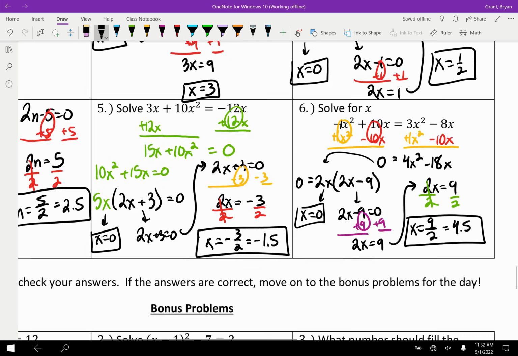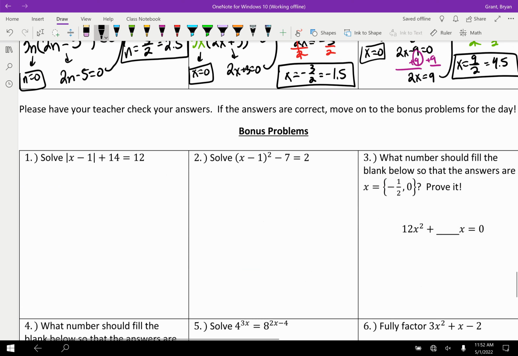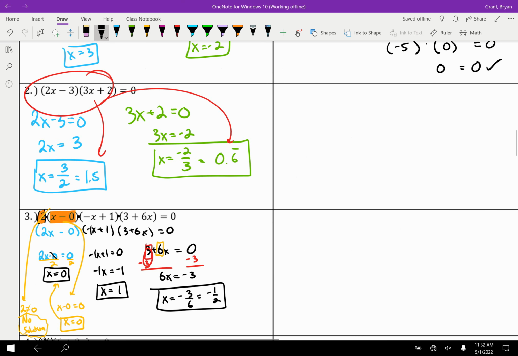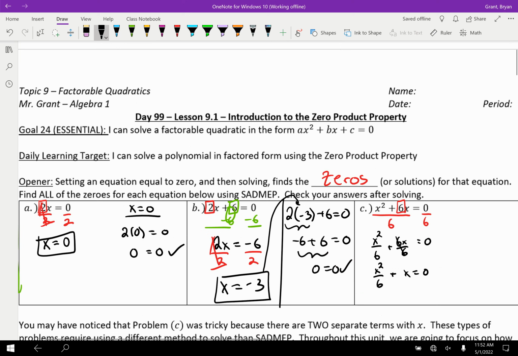So if your teacher wants you to do the bonus problems, feel free. They're fun ones. A bunch of them are review at those absolute values. Some of them tie into today's lesson, but I don't want this video to go any longer than it already has. So hopefully you guys feel comfortable using factoring, the zero product property in particular, to solve these equations.